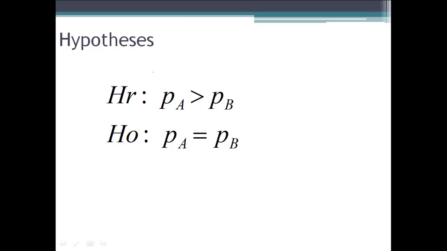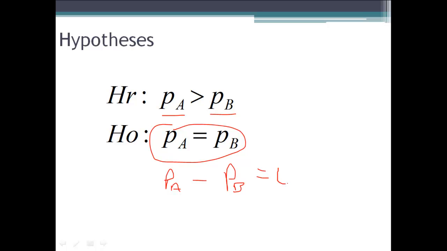So our hypotheses: we want to know if the population proportion for Group A, for males, is higher than it is for Group B, females. And so H0 is, of course, that they're equal. Like with means, it's also worth saying here that PA minus PB is equal to 0. Another way of stating the null hypothesis.